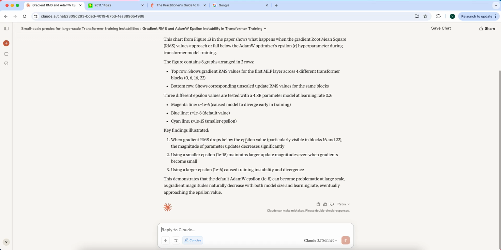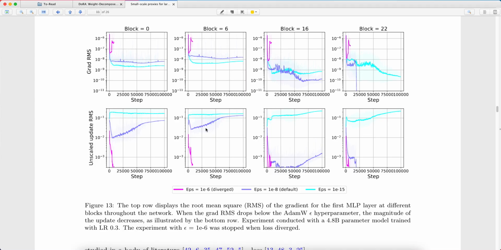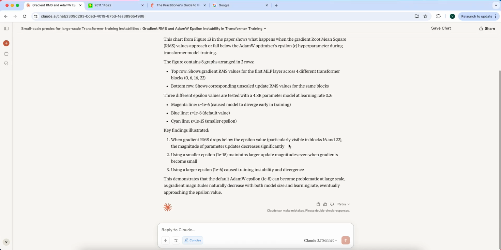When gradient RMS drops below the epsilon value, blocks 16 and 22, gradient RMS drops below the epsilon value. So 1e-6, and here it drops below. 1e-8 drops below. 1e-15, it does not drop below. But here, 1e-6 drops below. 1e-8 drops below. 1e-15 does not drop below. The magnitude of parameter updates decreases significantly.